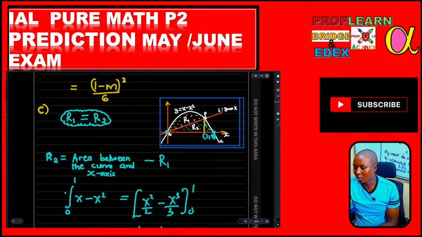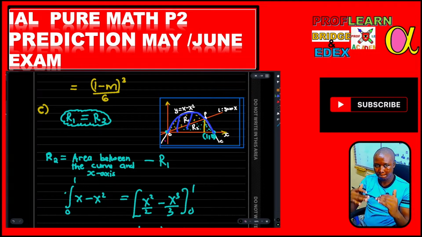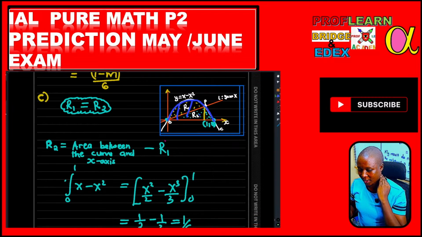So how are we going to find R2? R2 will be the area of the curve and the x-axis minus R1. R2 can be obtained from the area of the curve and the x-axis, the entire of this part up to this point will give us the area of everything. Then if we subtract the area of the R1 that we had gotten, then we'll be able to have R2. So basically that's what we were supposed to do there.